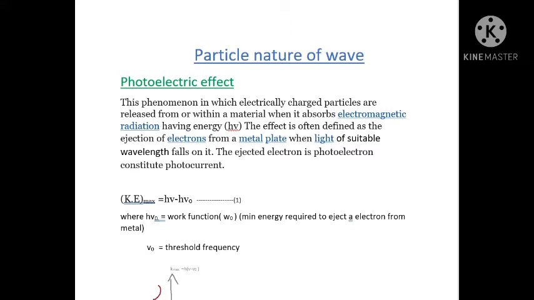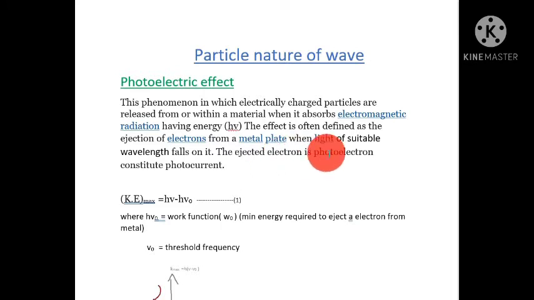First of all, we are going to study particle nature of wave. First, we saw about the photoelectric effect, which is given by Albert Einstein, for which he got the Nobel Prize for this invention. In the photoelectric effect, an electromagnetic wave of suitable wavelength, or having some energy, hits a metal surface and electrons are ejected from that metal surface.